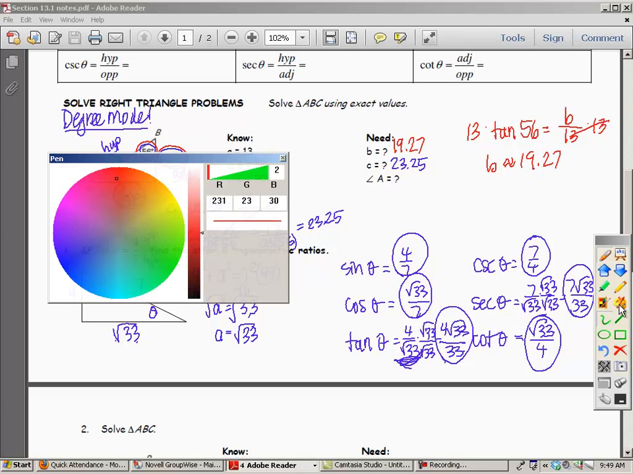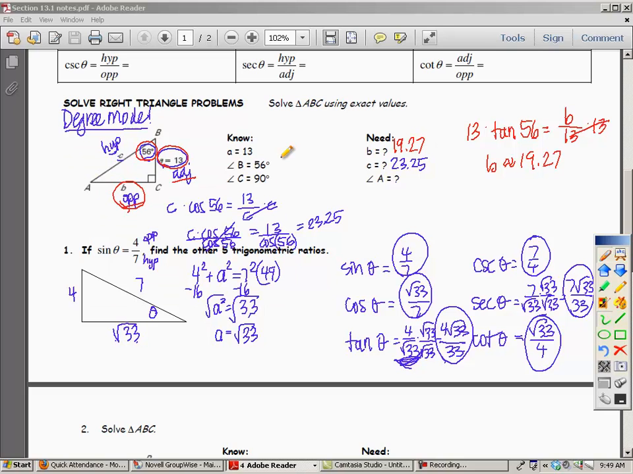Okay, one last thing we haven't done. We don't know what angle A is. Well, let's talk about the angles in a triangle. All three angles in a triangle add up to 180. So if I'm trying to find angle A, I take 180 minus the 56 they gave me, minus the 90 degrees for the right angle, and I end up getting 34 degrees. So angle A is 34.